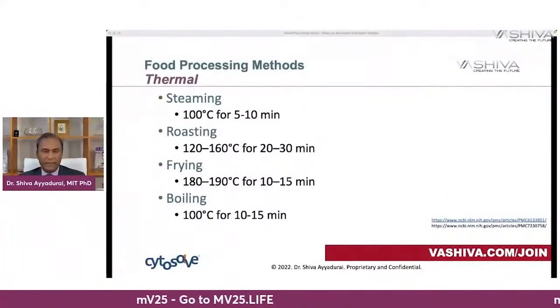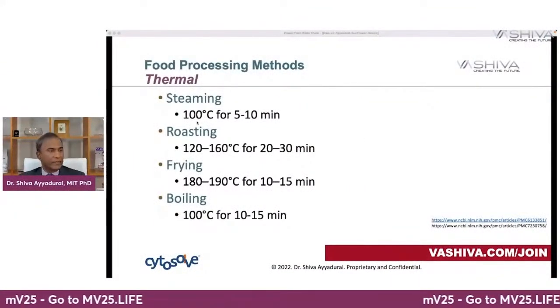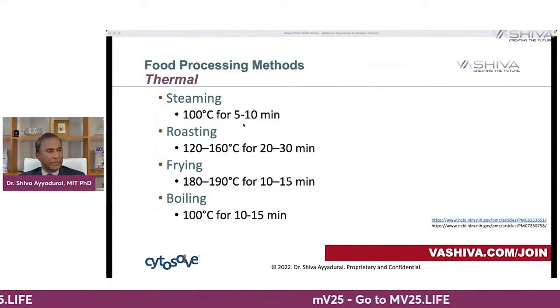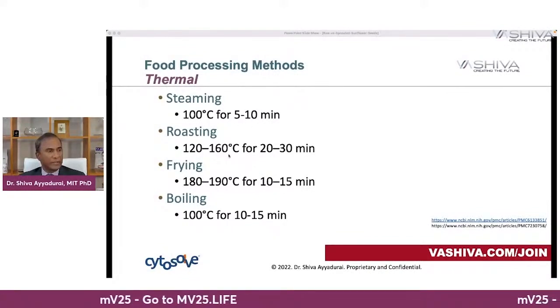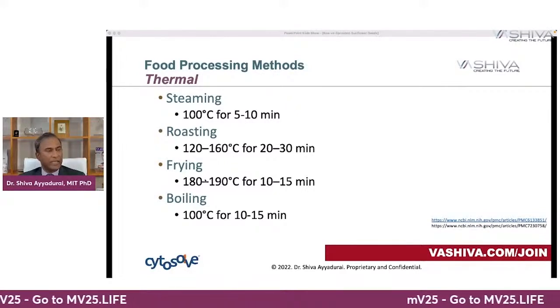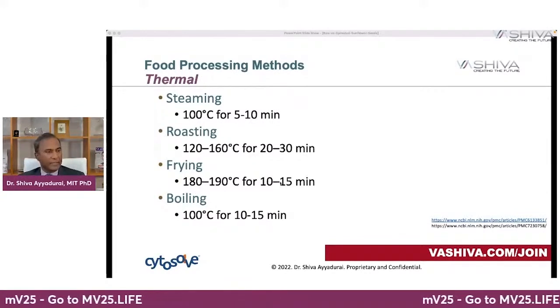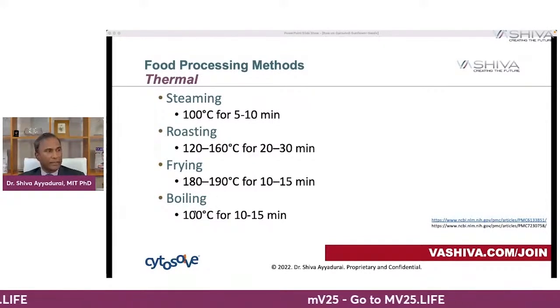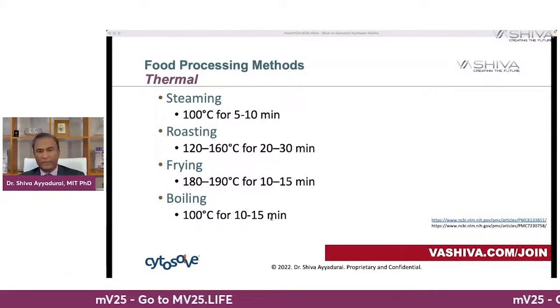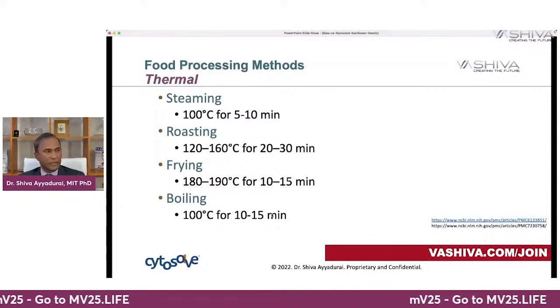So for example, to go a little bit deeper, steaming on the thermal side is typically 100 degrees, where you essentially steam it 5 to 10 minutes. Roasting is 120 to 160 degrees for 20 to 30 minutes. Frying is typically in oil, 180. Now there are some air fryers, right? 180 to 190 degrees, 10 to 15 minutes. And boiling, where you put the food in the water, steaming is not in the water, 10 to 15 minutes. So these are the different thermal processes.